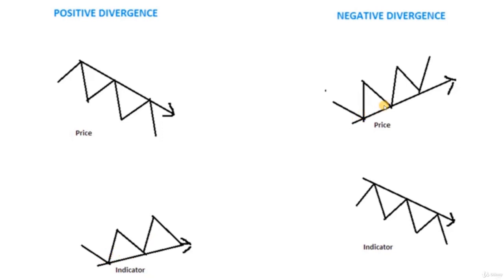Similarly, if prices make higher highs and go in an upward direction but the indicator goes in a downward direction, then it is known as a negative divergence or bearish divergence. This is a signal of retracement in the prices or a trend reversal in the downward direction. Let's understand it on the price chart.